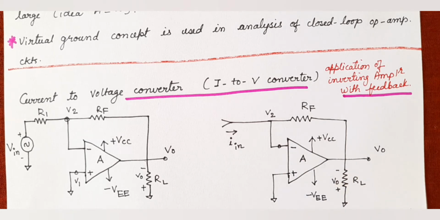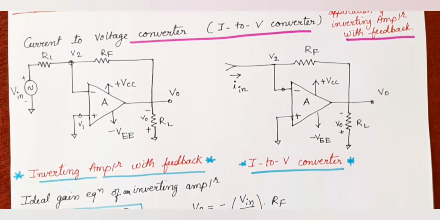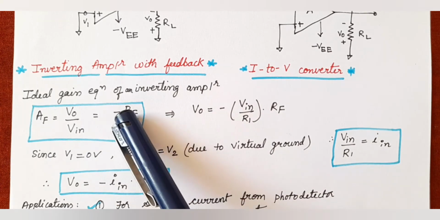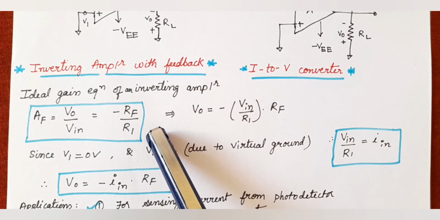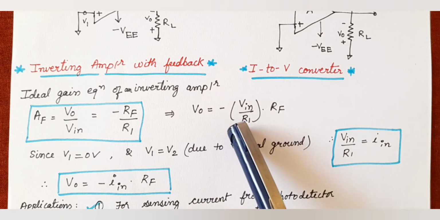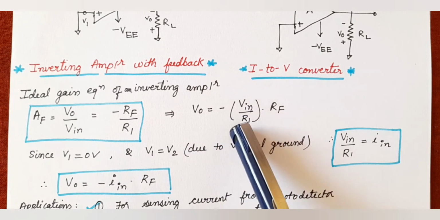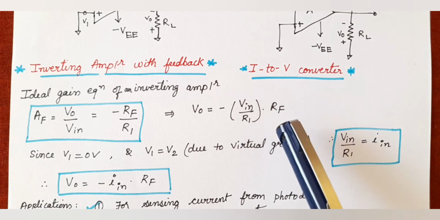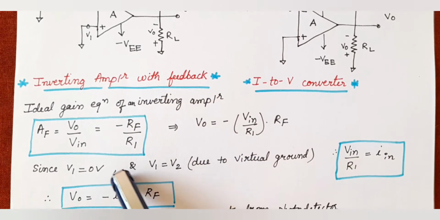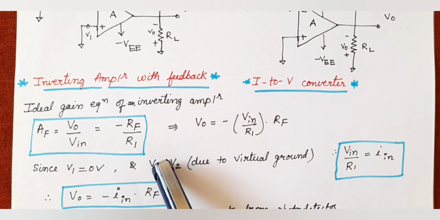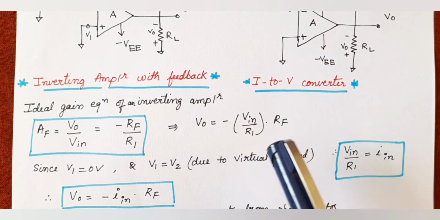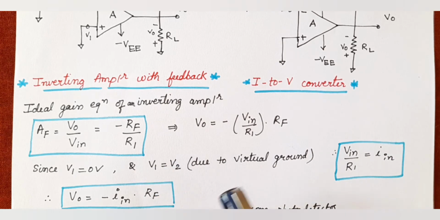You all know the ideal gain equation of an inverting amplifier. AF is equal to V0 by Vin, which is equal to minus RF by R1. On rearranging the terms, we get V0 is equal to minus Vin by R1 times RF. How much is the voltage at V1? Here V1 is ground. So what is the V1 value? 0 volts. Due to the virtual ground concept, V1 is equal to V2 in ideal condition because A is large.